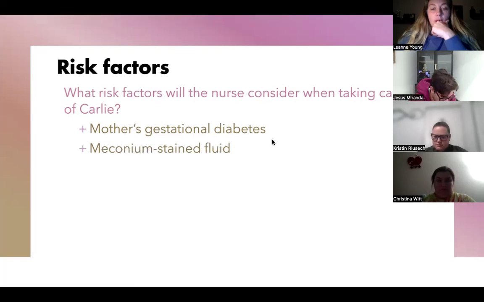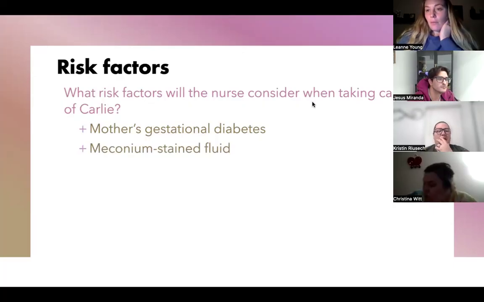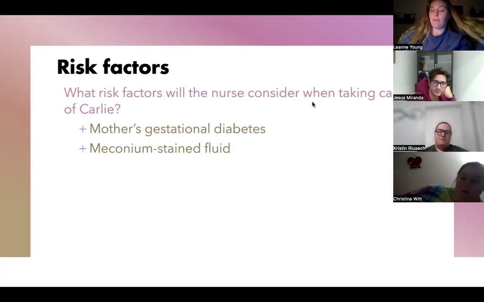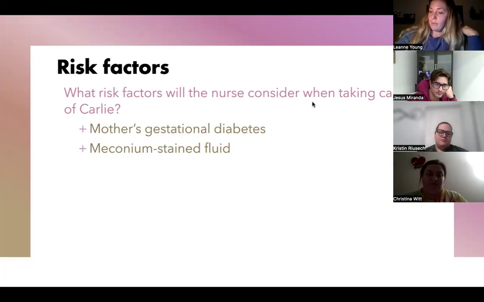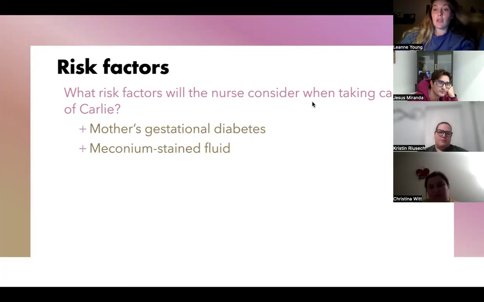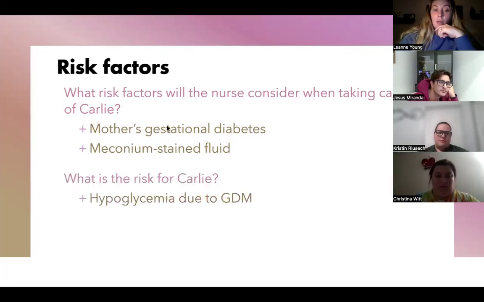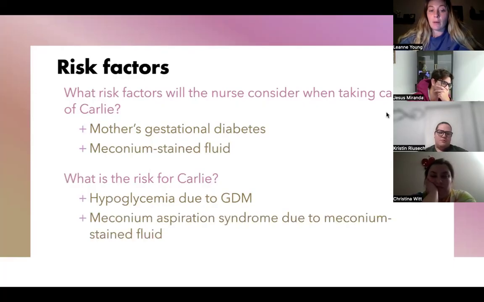We're also worried because she had some meconium stained fluid, which can lead to what? Respiratory distress, meconium aspiration syndrome. So, like we said, we're worried about hypoglycemia due to mom's gestational diabetes status. We're also worried about meconium aspiration syndrome due to meconium stained fluid with this baby.